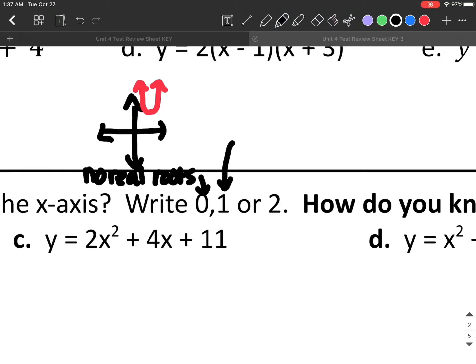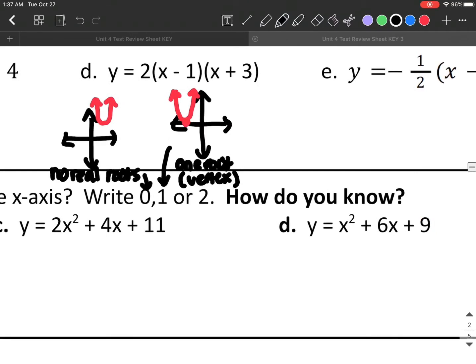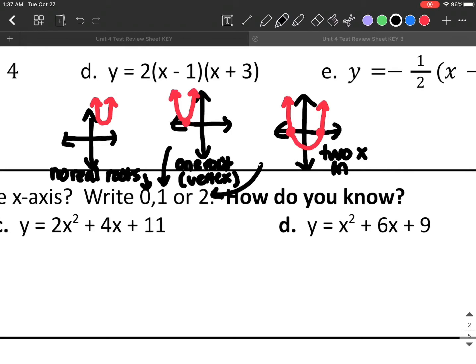For 1, that means my graph is going to look like this. It's going to have one x-intercept, and that is going to be the vertex. So 1 root, and that's going to be the vertex. And then for 2, I know that the graph is going to look something like this. It's going to intersect the x-axis in 2 points. And so it's going to have 2 x-intercepts. Well, 2 roots.